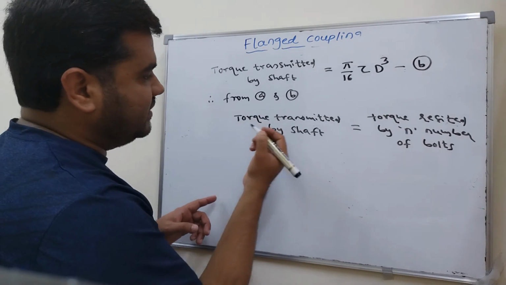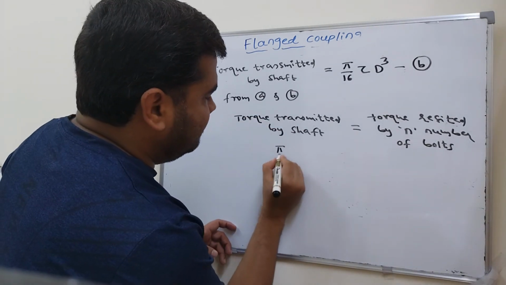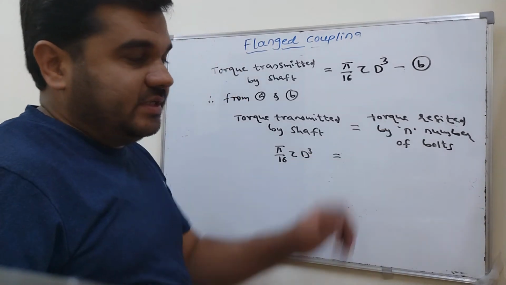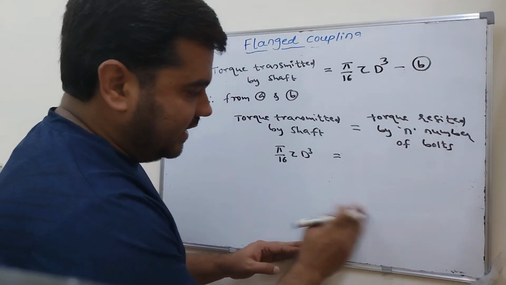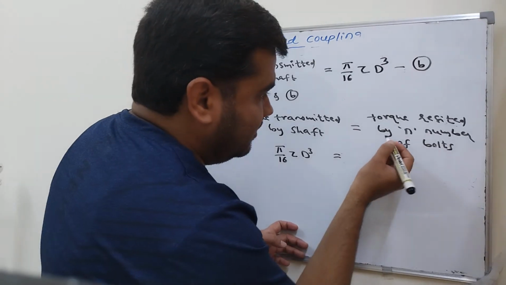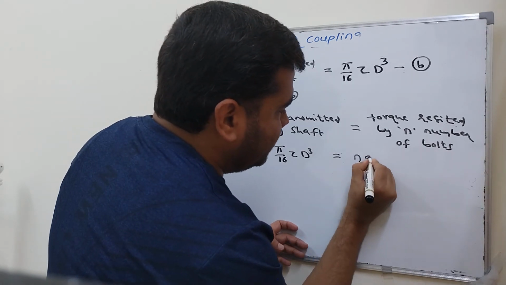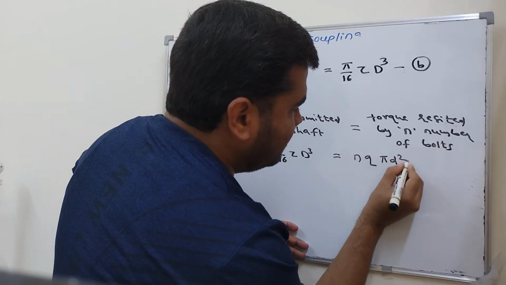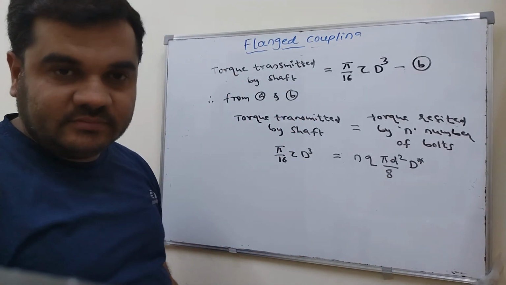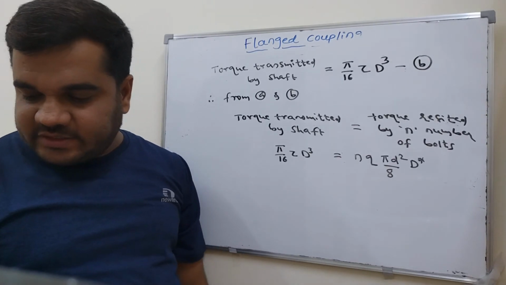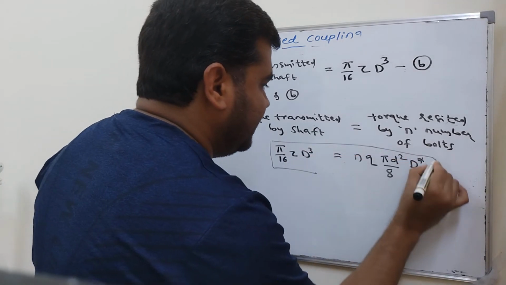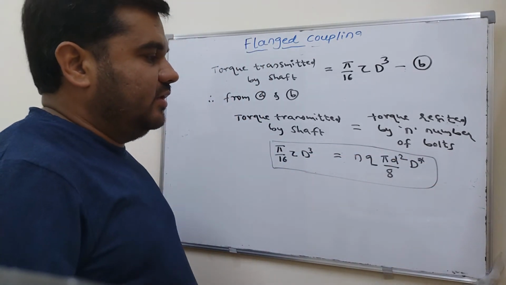Okay, how much is the torque transmitted by the shaft? Pi by 16 tau into d cube equals, what is the torque resisted? Just before I erase, what is the equation here? That is the torque resisted by n number of bolts, n into Q pi d square by 8 into d star. Okay, so equate these two. This is the final equation in the flange.